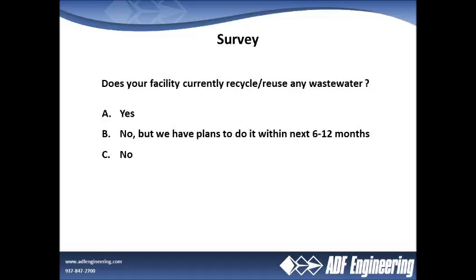All right, so looks like the majority of participants don't have a recycle reuse program. We have one participant whose facility does have a recycle reuse program. So that's good information to know.